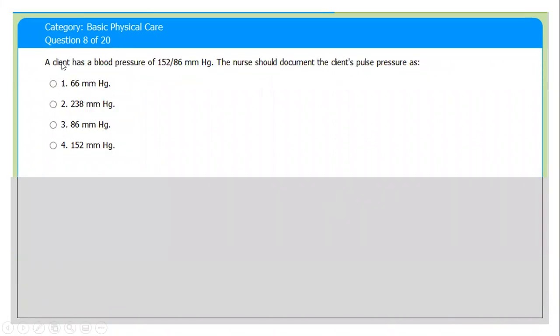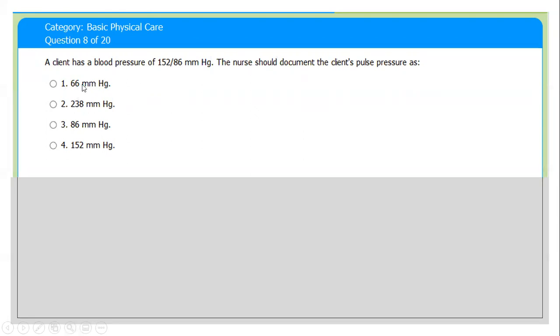Next question. A client has a blood pressure of 152/86. Systolic blood pressure is 152, diastolic 86. The nurse should document the client's pulse pressure. Pulse pressure is the difference between systolic and diastolic pressure, which means 152 minus 86.